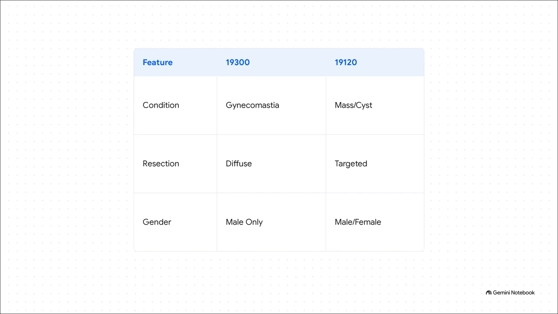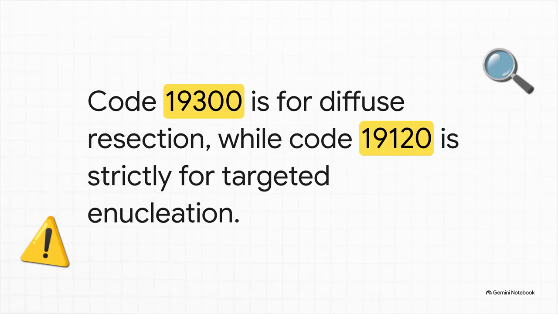Code 19120, however, is very different. It's for the excision of a cyst, fibroadenoma, or other tumor. It's meant for the targeted enucleation of a solitary mass. And it's super important to note that the CPT descriptor explicitly states 19120 can be used for either males or females. So the absolutely crucial takeaway is this. If the surgeon is just pulling out a localized, discrete lesion or a distinct mass from a male patient, you must report 19120. Do not use the gynecomastia code.